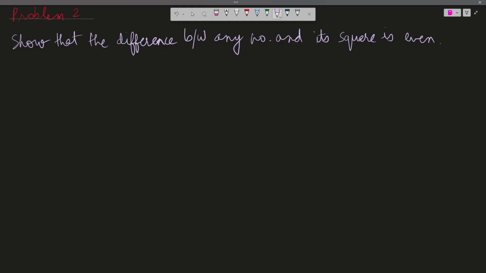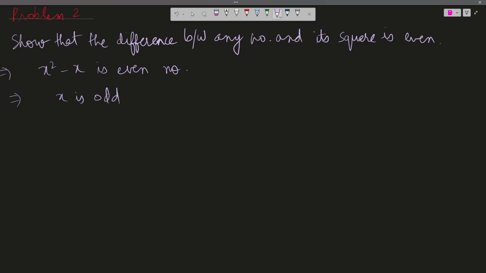Let's say we are taking a number x. Now we need to prove x minus x square, or instead do it in this way, x square minus x is an even number, right? We need to prove this. So again, taking the cases, let's say x is odd.